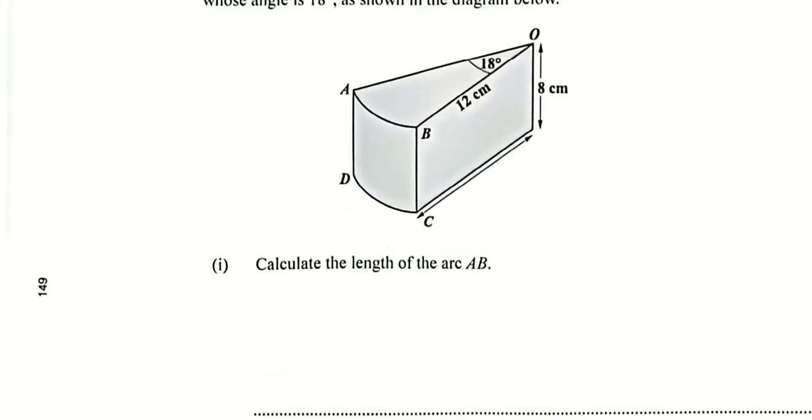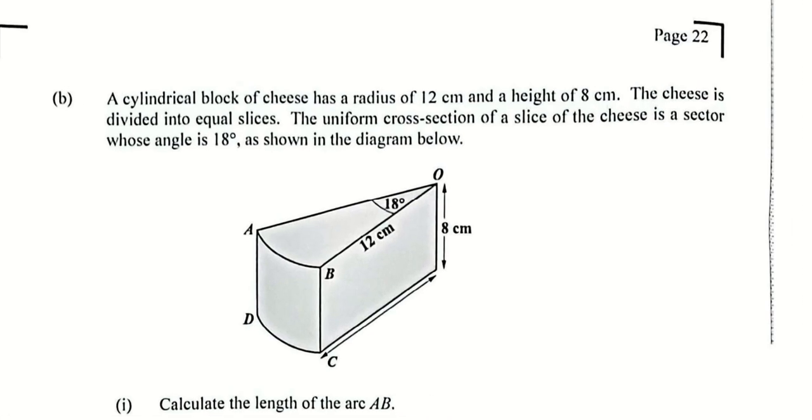Right. The question says a cylindrical block of cheese of radius 12 and height 8 centimeters. The cheese is divided into equal slices. The uniform cross section of a slice of cheese is a sector whose angle is 18 degrees as shown in the diagram below. Calculate the length of the arc. Length of the arc is this here.